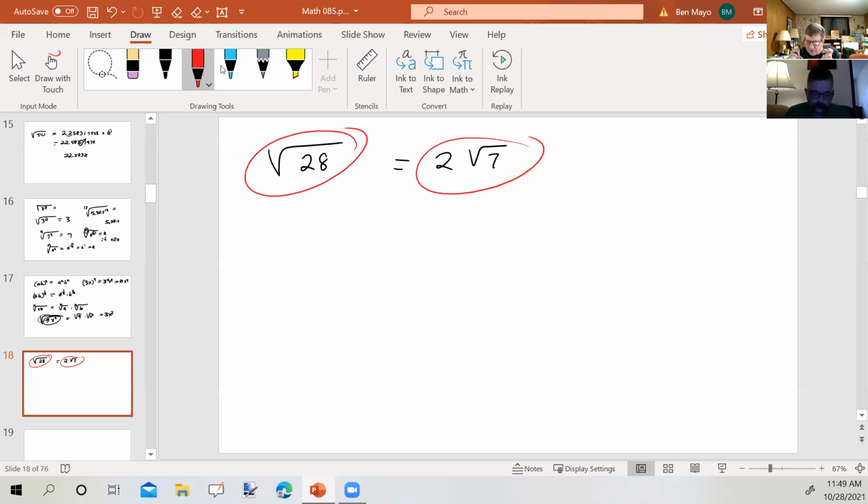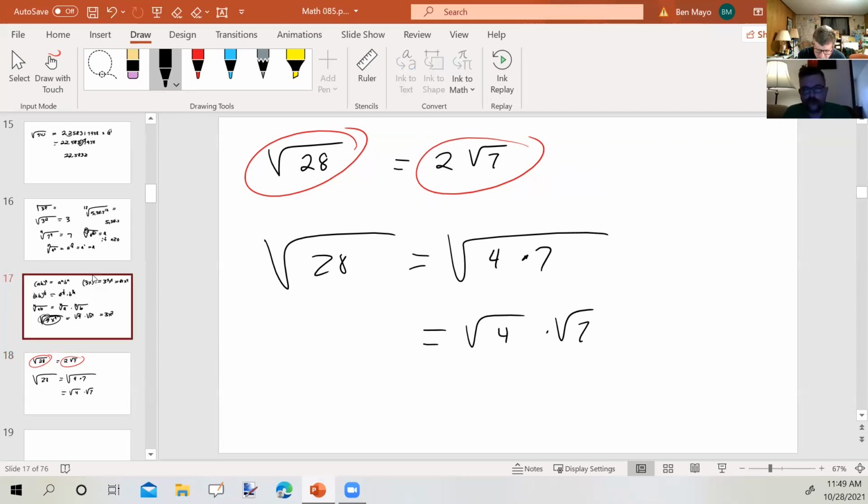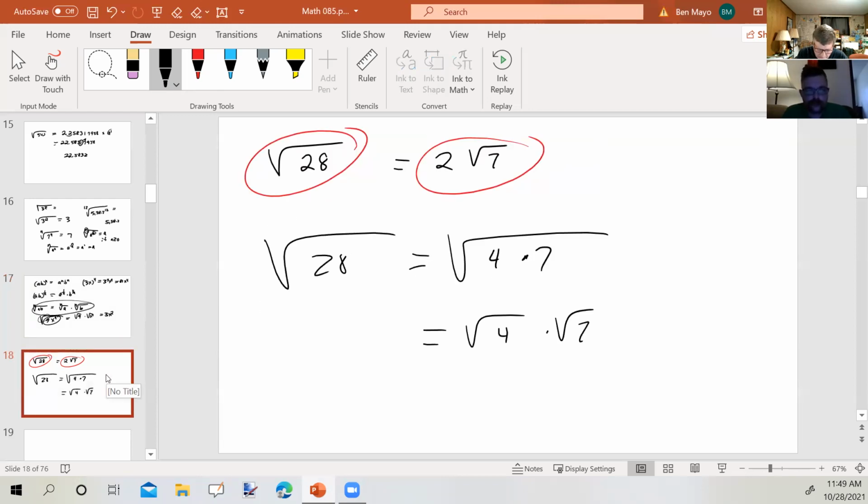And so the idea of simplifying a radical was getting everything outside of the radical that we can first. Now, if I take the square root of 28 and I factor it as the square root of 4 times 7, I can then separate it into 2 radicals, the square root of 4 times the square root of 7, using that rule we just talked about. But now I can come back and say, well, the square root of 4 is 2, so I get 2 square roots of 7.